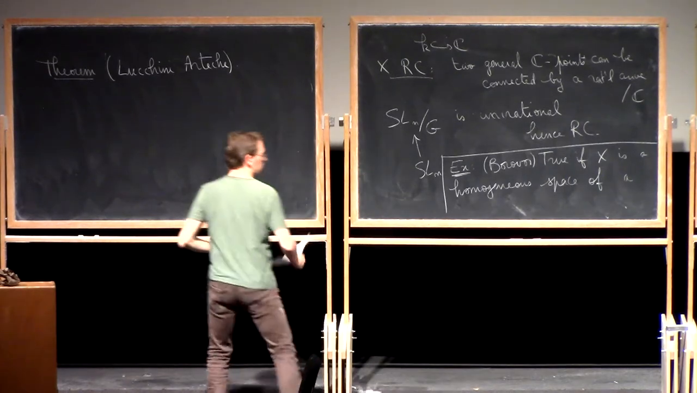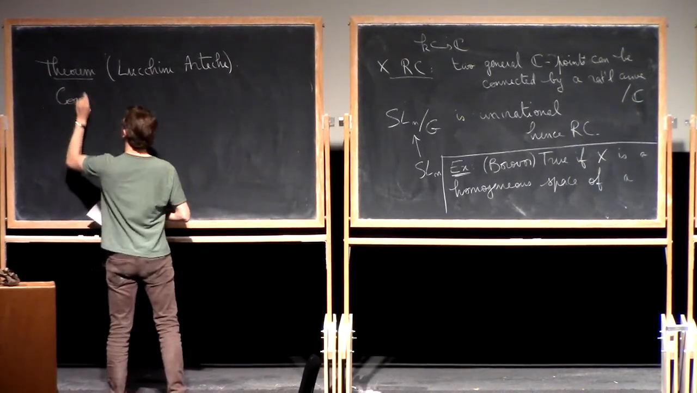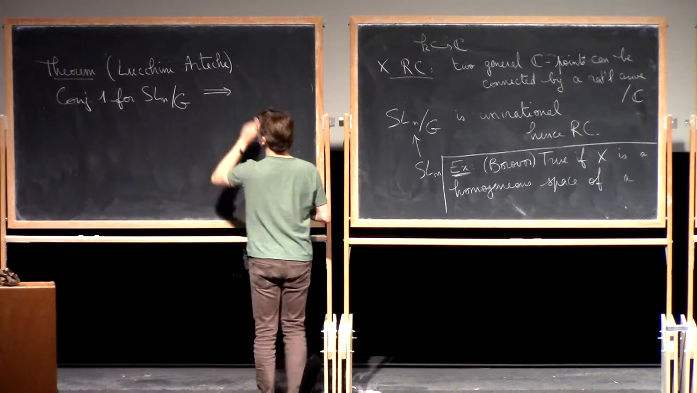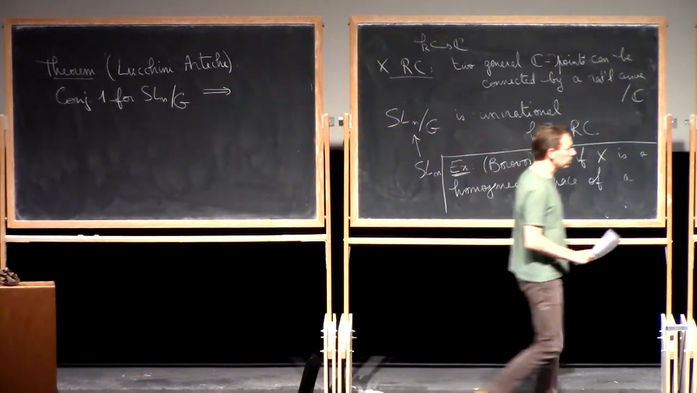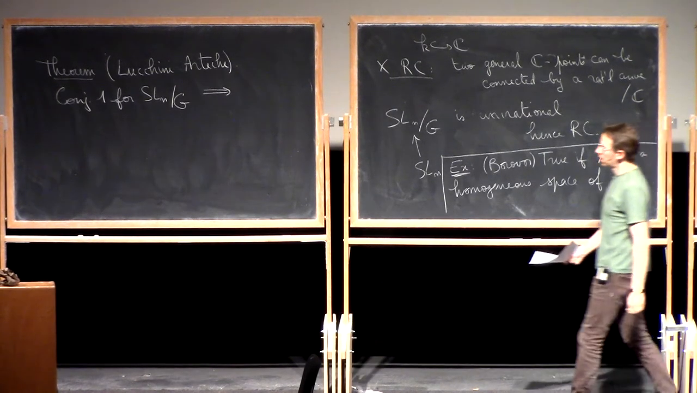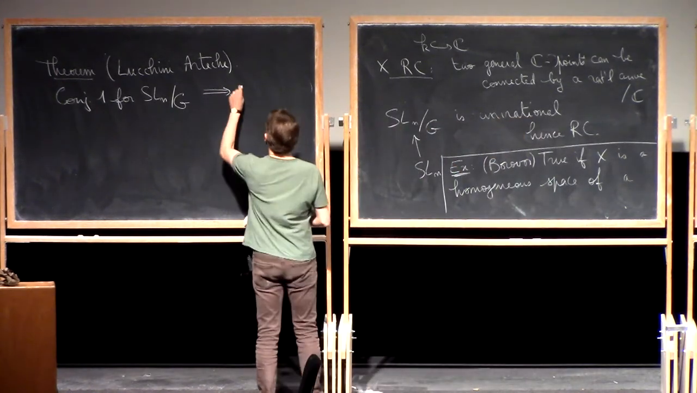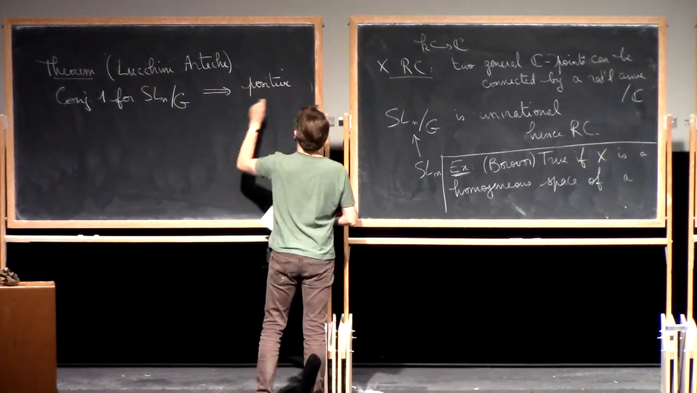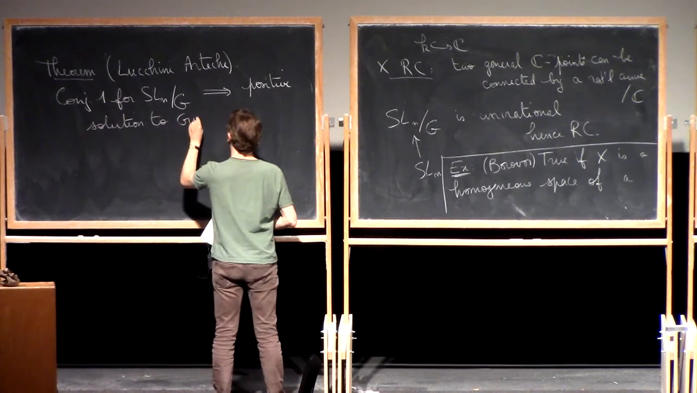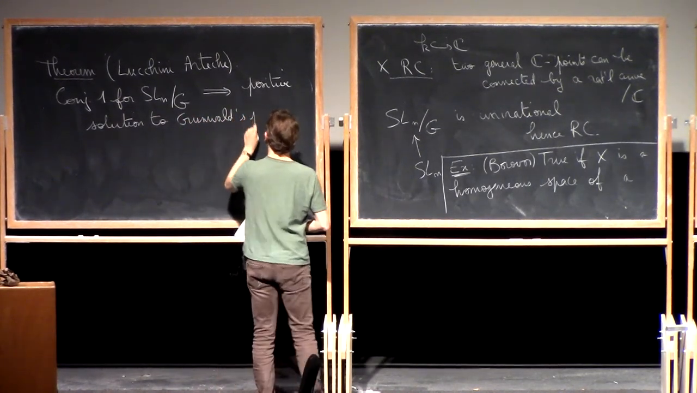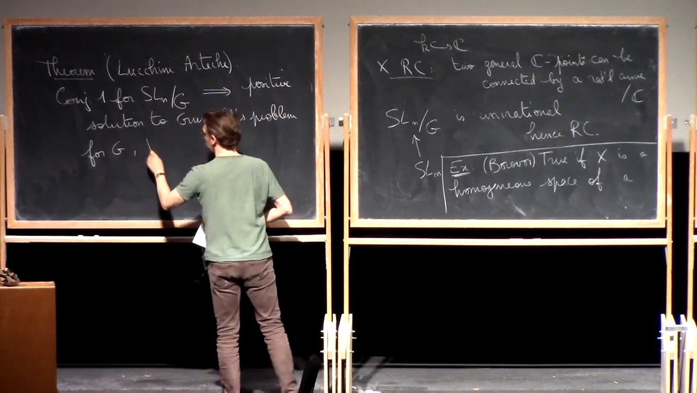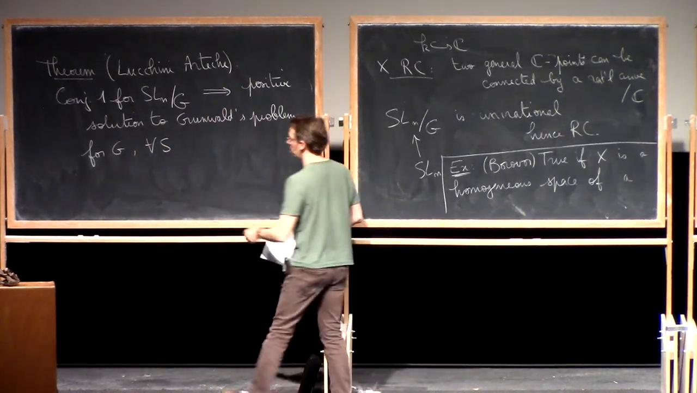Which says if you have conjecture one for SL_n/G, then you have a positive solution to Grunwald's problem for G as soon as you avoid the places that divide the order of G. Positive solution to Grunwald's problem for G, for any S that does not contain places dividing the order of G.